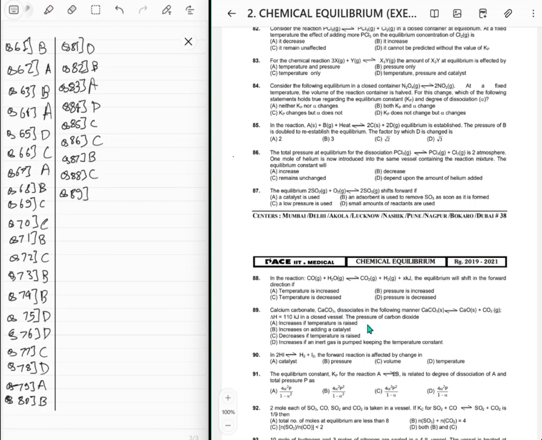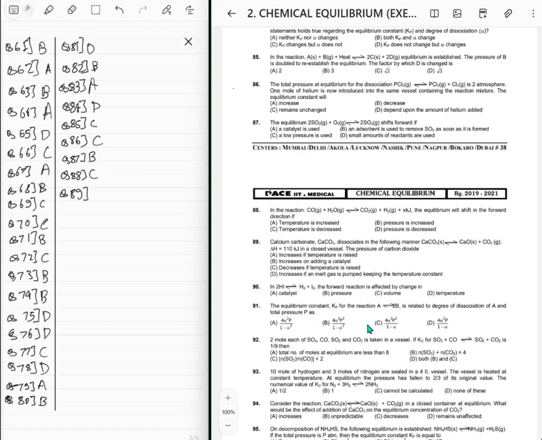Calcium carbonate dissociates in the following manner. Okay. The pressure of the carbon dioxide. So delta H is given. Oh, okay. So you just apply Le Chatelier's principle again and again and again. The same thing. Calcium carbonate dissociates in the following manner. So it's from solid to solid plus some gas. Delta H is positive. Oh, so it needs heat, of course.